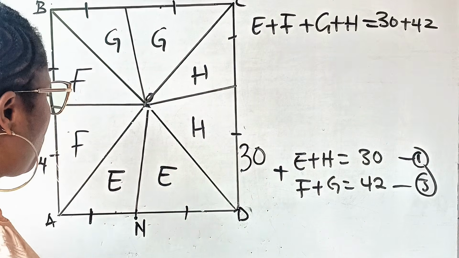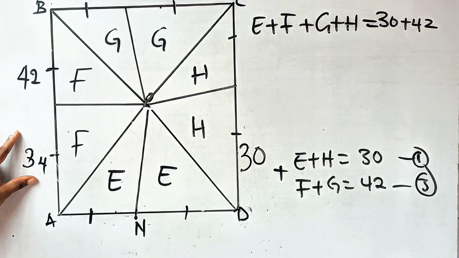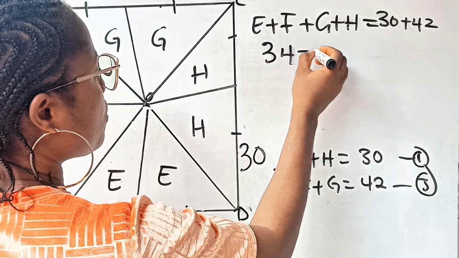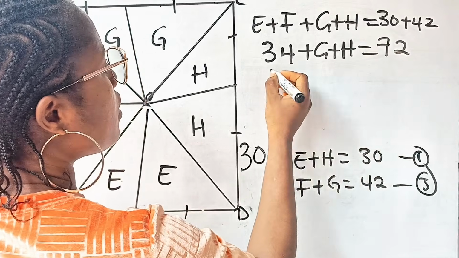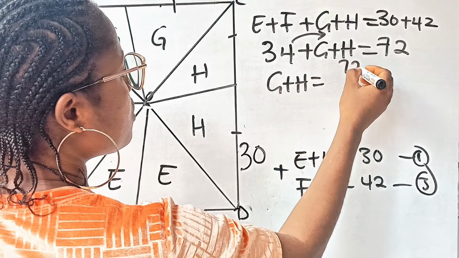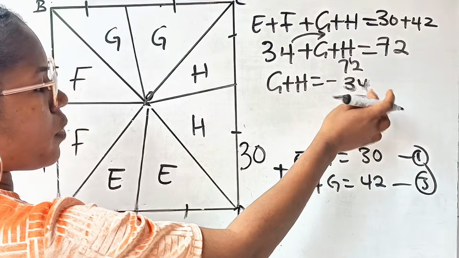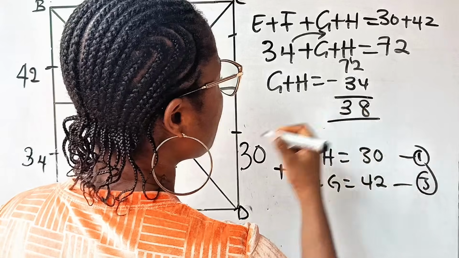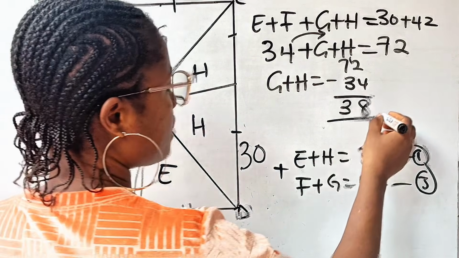Now E plus F, do we have something like that? Oh, I cleaned it, but E plus F, you can see, will give us 34, the area of this particular quadrilateral. So we replace this with 34 plus G plus H is equal to 72. Now we transfer this to the other side. We have G plus H is 72 take away 34. Now 12 take away 4 will give us 8, and 6 take away 3 will give us 3. So that means that the area of this part we are looking for is 38 units squared.